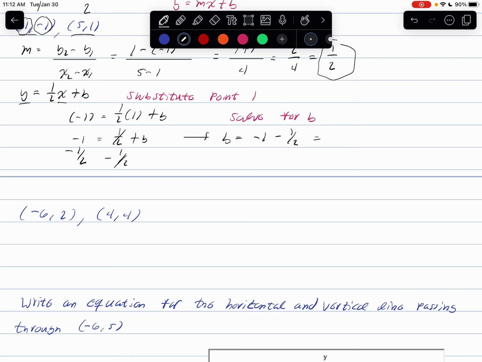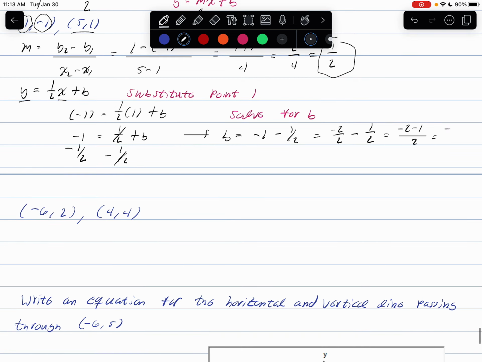Or if we want to write -1 with a denominator of 2, we can write this as -2 over 2 minus 1 over 2. Or we have -2 minus 1 over 2, since they have a common denominator. And that's going to give us -3 over 2. So our b value is going to be -3 over 2.